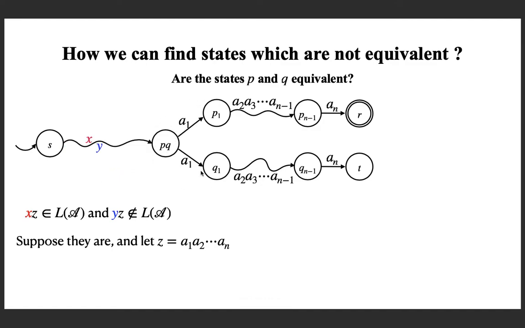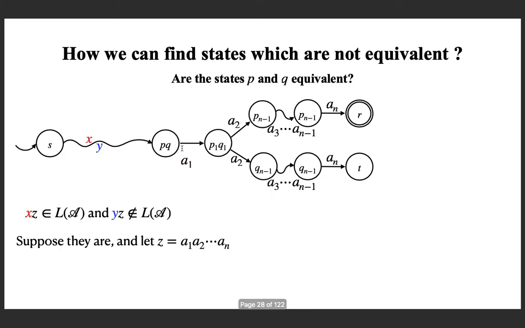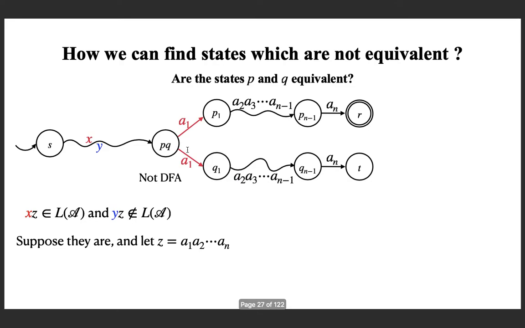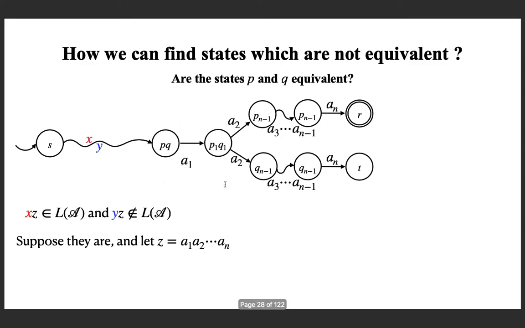Now, you look at this machine, you can see that it is not a DFA because from the single state PQ, the transition for the same symbol A1 is going to both the states P1 and Q1. So, two transitions are there for A1. So, this is not a DFA. To make it a DFA, there is no other way than merging P1 Q1 into a single state. This is the only way. So, as a consequential impact of merging P and Q, you have to merge P1 Q1 into a single state.